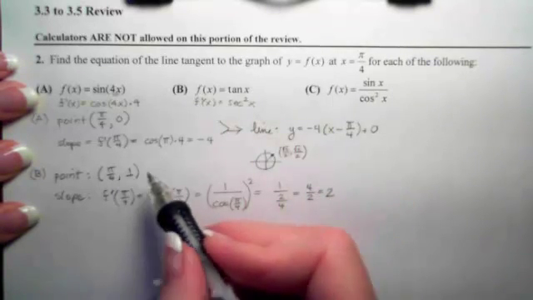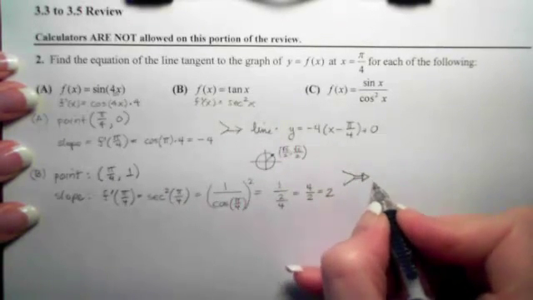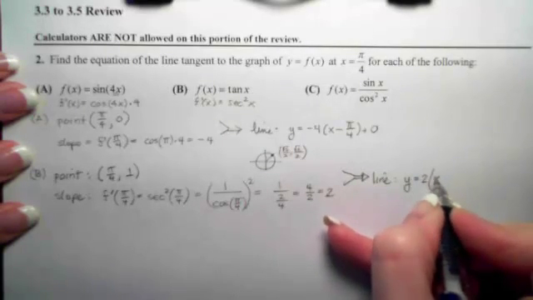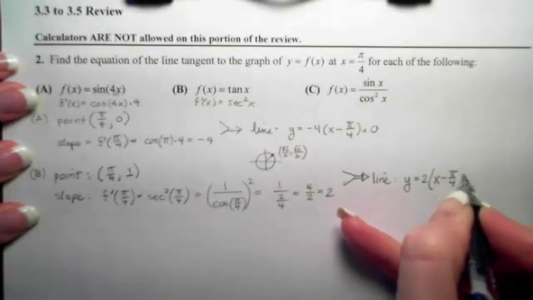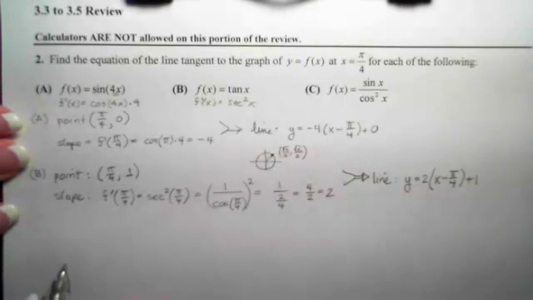Now I've got my point and I've got my slope, so I can write the equation of my line, which will be y equals 2 times x minus pi over 4 plus 1. Last one, C.